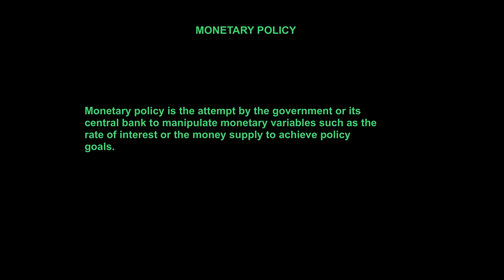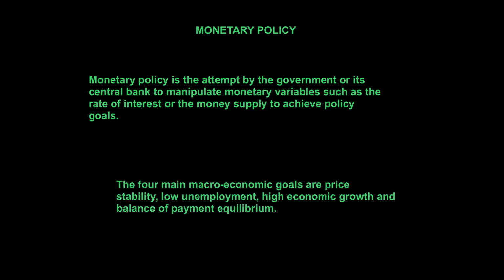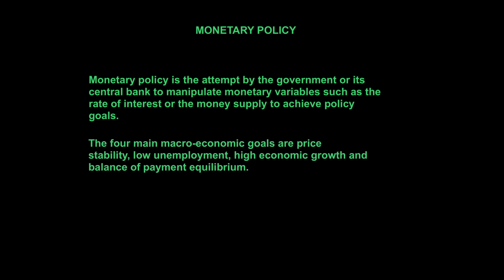Monetary policy is an attempt by the government or the central bank to manipulate monetary variables such as interest rates and money supply to achieve policy goals. What are our four policy goals? Well, we say four policy goals include price stability, low unemployment, high economic growth, and balance of payment. So what we'll see first is how changes in, for example, money supply can make us achieve our policy goals.